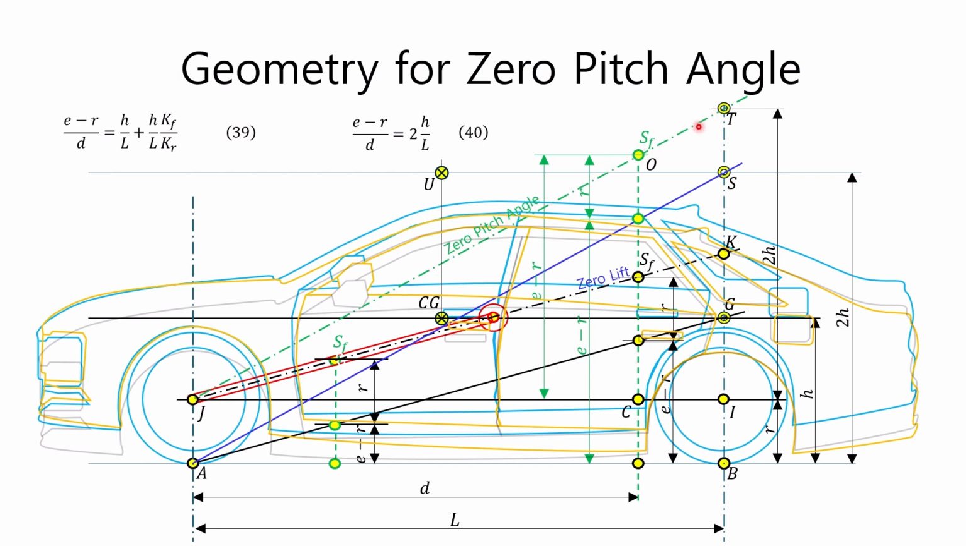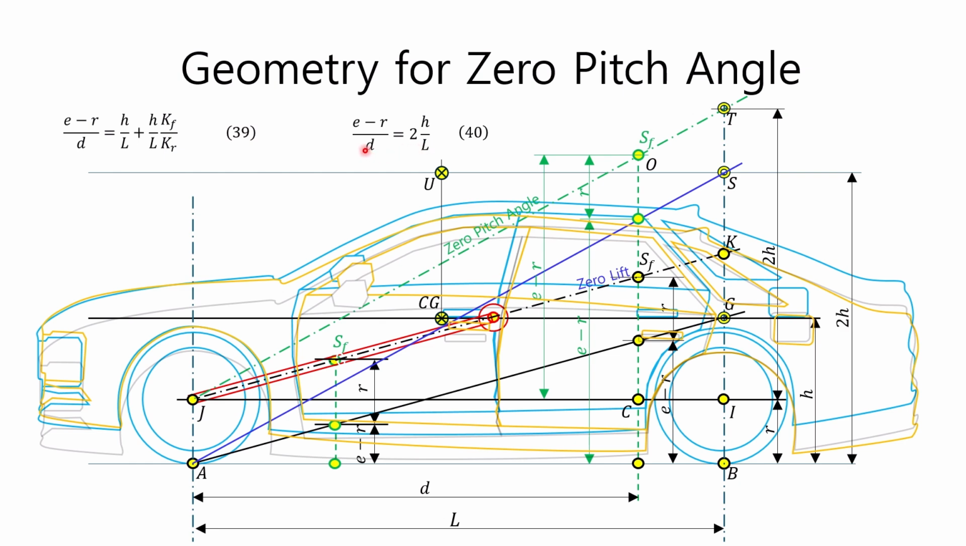The green dotted line is a straight line connecting the front wheel center J and point T. Since triangle ABS and triangle JIT are identical triangles, triangle ABS and triangle JCO are similar. Therefore, the ratio of E minus r to d is equal to the ratio of twice the height of the center of gravity to the wheelbase edge. Expressing this result as an equation, we get equation 40.